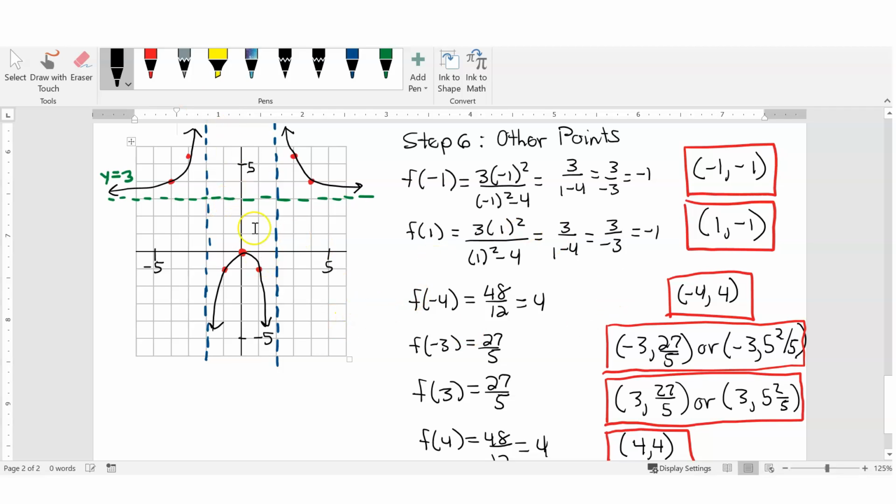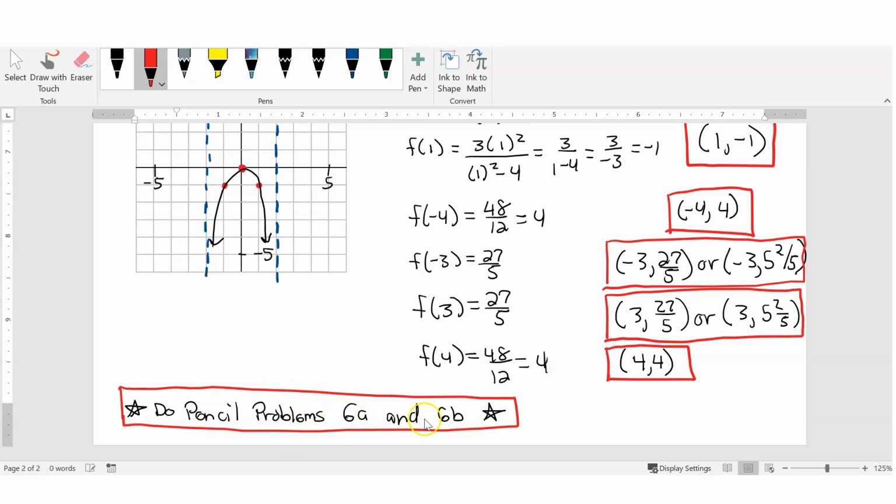So again, remember, in step 6, before you start picking points, be strategic about it. Fill in as much information as you can from the first 5 steps and try to pick points that will fill in the graph and confirm its shape in all parts. Now do pencil problems 6a and 6b, where you'll graph a couple rational functions. And definitely follow the 6-step procedure outlined here and work the problem on paper so you get practice creating these graphs manually, step by step.